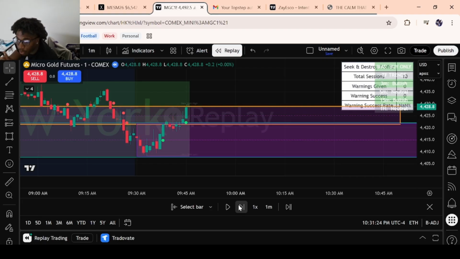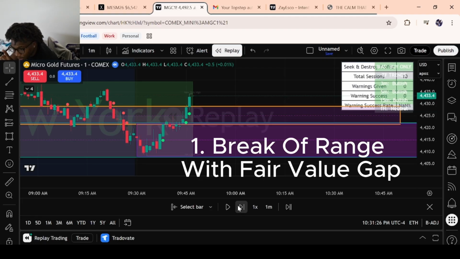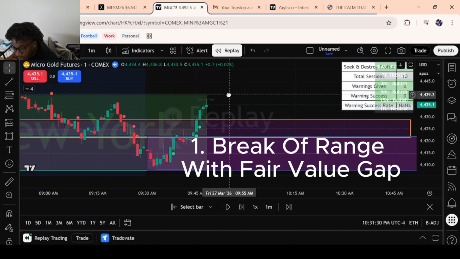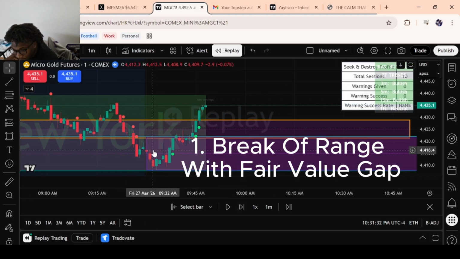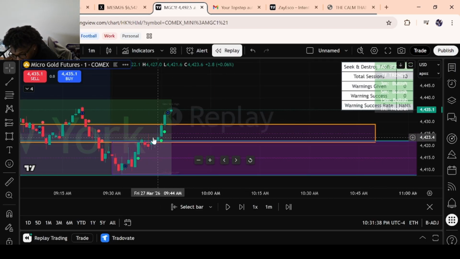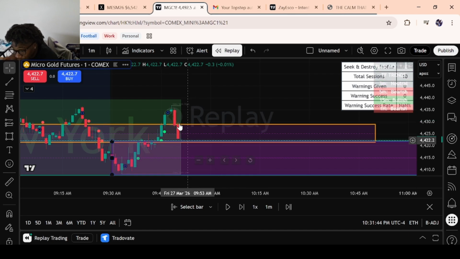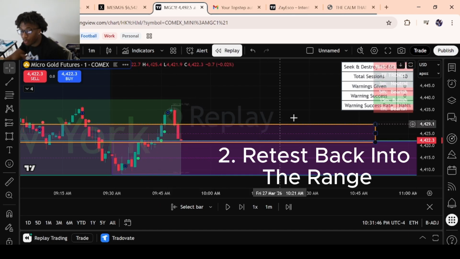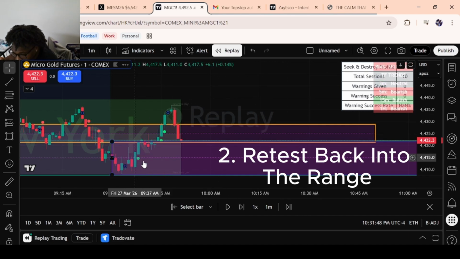You wait for a break of the range, right? It breaks. It starts to fondle a little bit. It breaks right here. My range is right here, the blue line. So it breaks, right? You wait for a fair value gap. It drops, right? So step one, break a range, right here.